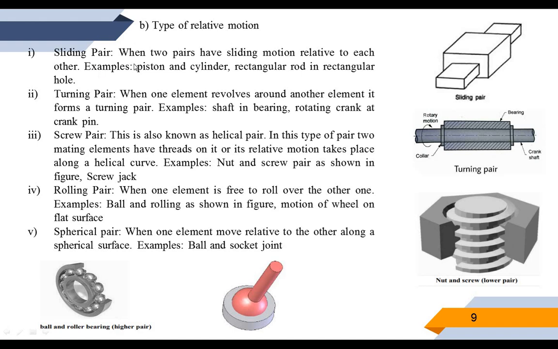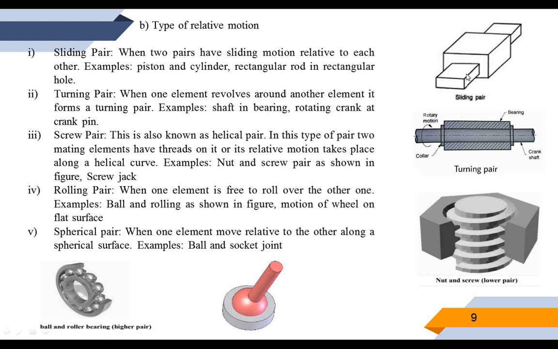In sliding pair, what happens when two pairs have sliding motion relative to each other? That means two pairs having sliding motion. You can see in this figure. This figure shows the sliding pair. Here there are two bodies. This is first body and this is second body. So from first body, this second body slides in the first body. So there is a sliding motion that takes place. So that's why this is the example of sliding pair.